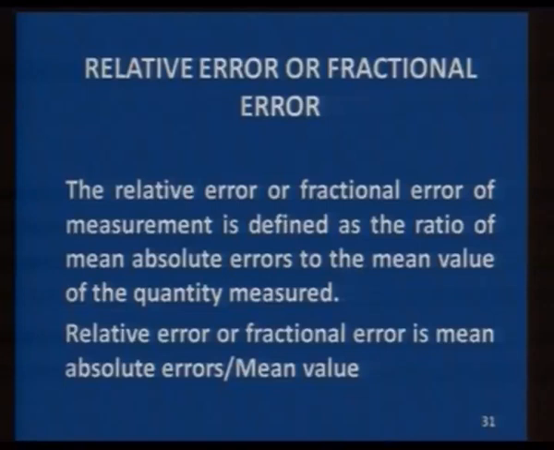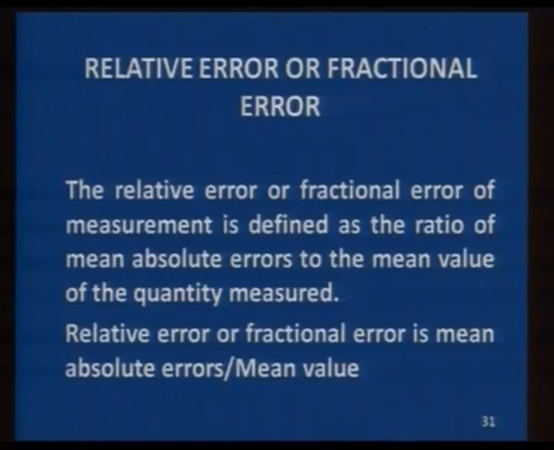Suppose one person is committing an error by counting notes of rupees 100 and the error is 5, and another student is counting lakhs of rupees and making an error of 50, then definitely the second student is committing less error. So, absolute error has no significant value until and unless it is measured in terms of relative errors. So, we will talk about the relative errors.